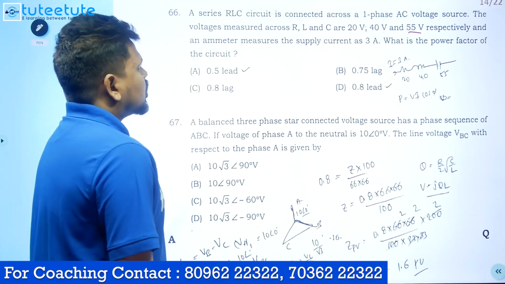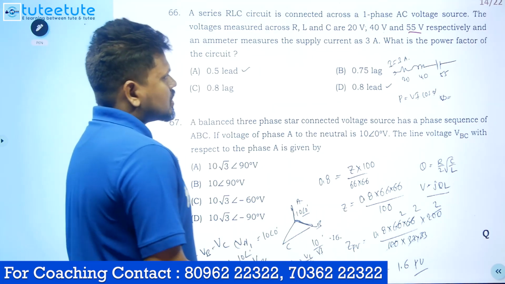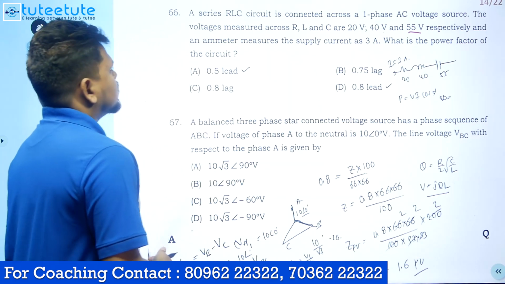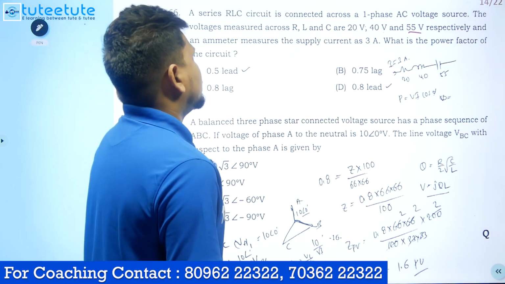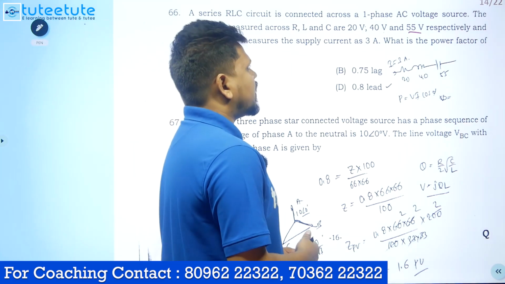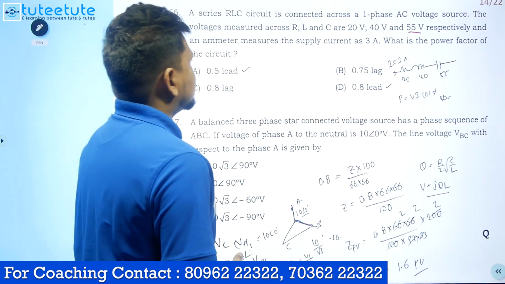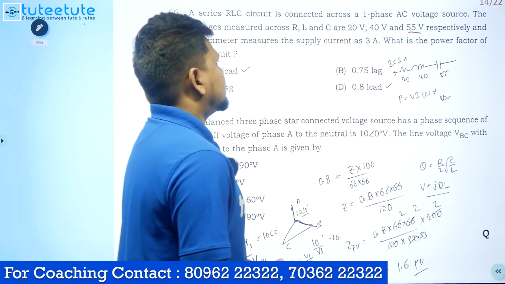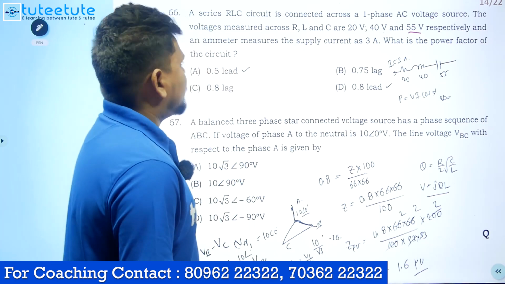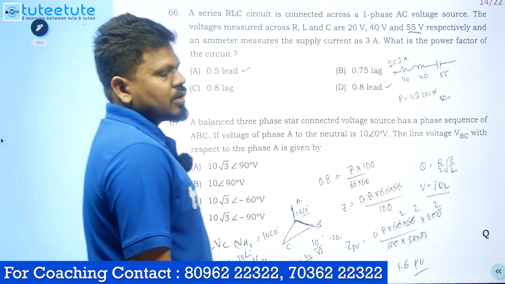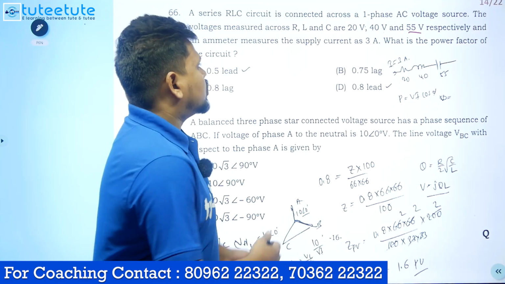A series RLC circuit is connected across a single phase AC voltage source. The voltages measured across R, L and C are 20 volt, 40 volt and 55 volt respectively, and an ammeter measures the supply current as 3 amperes. What is the power factor of the circuit?